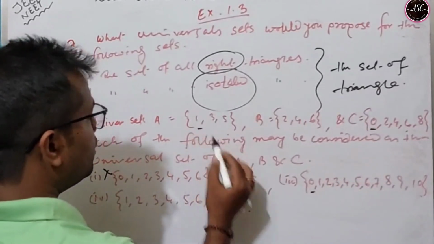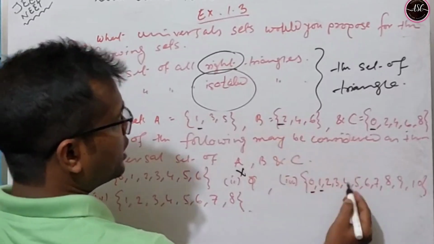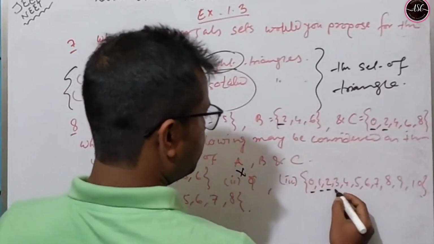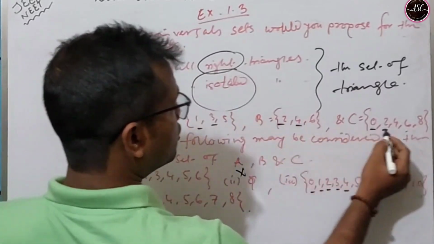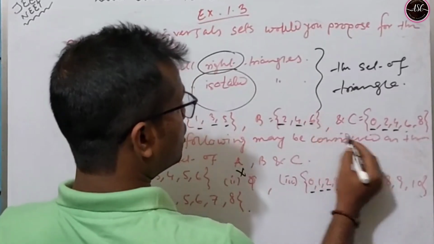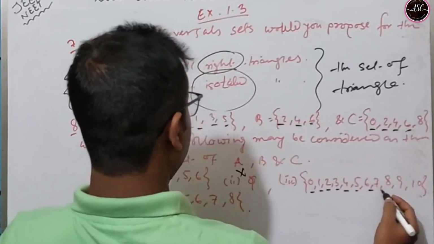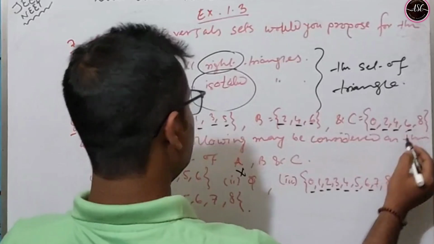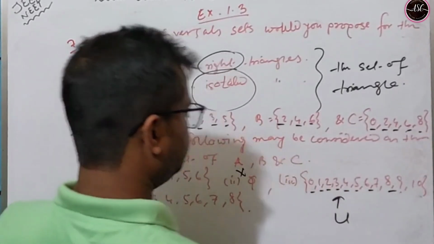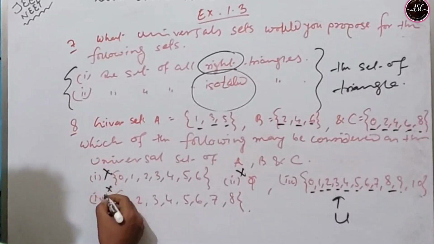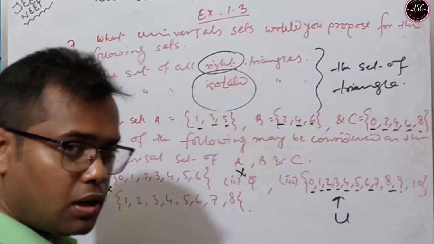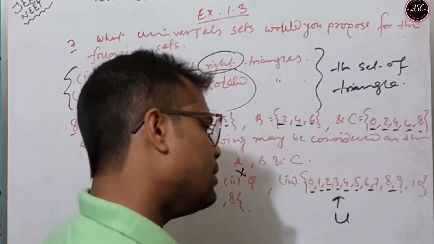Let's see, 0 is present. Okay, 1 is present, 2 is present, here also 2, 3 is present, 4 is present, 5 also present, 6 also present, 7, 8, 9, 8 also present. So this is the universal set. Okay, and this is not, here 0 is not present. So this type of question may come in your board exam or as an MCQ.